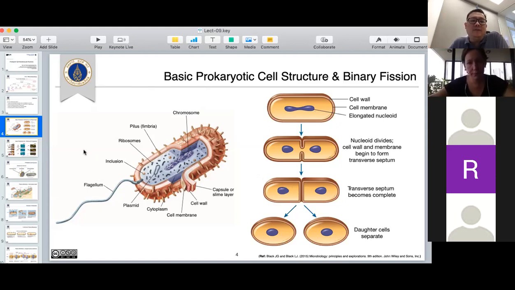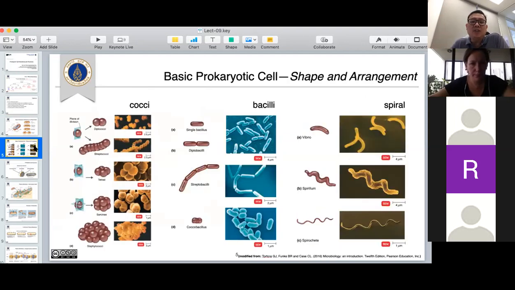Based on prokaryotic cells, most prokaryotic cells, about 99%, have a cell wall. And the cell wall gives bacteria their shape, okay? Based on the shape of bacteria, we classify bacteria into 3 different shapes. The first one is sphere, where the cell looks like a ball. We call it coccus. Plural is cocci.